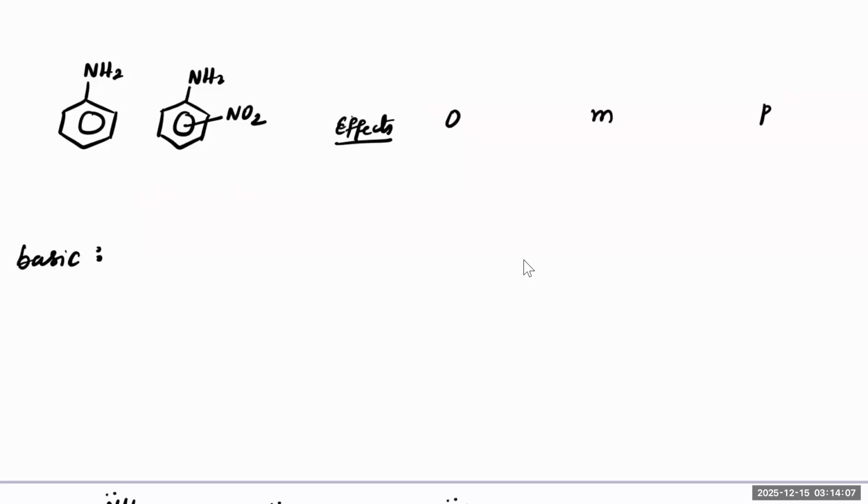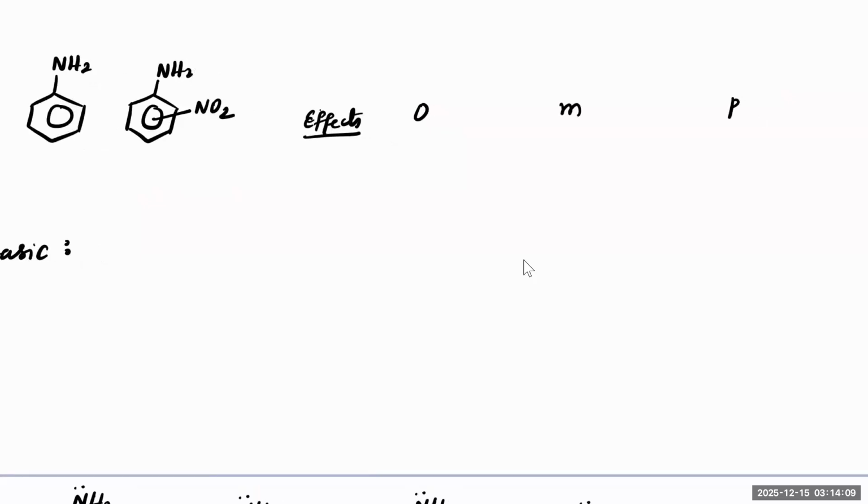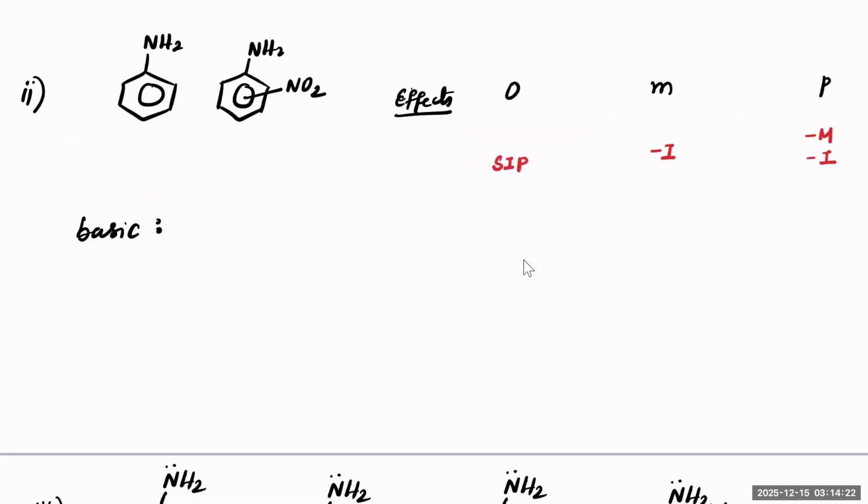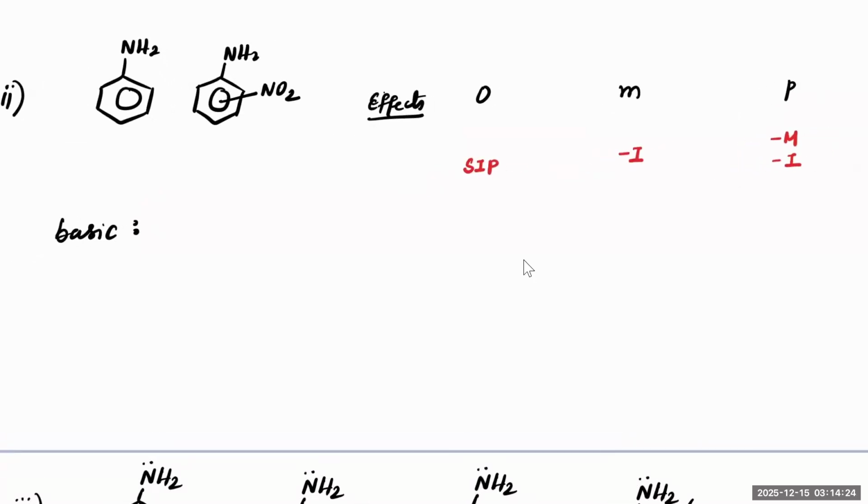Next one, if you have NO2, NO2 again at ortho position, I'll simply write it as it is showing SIP effect. Meta position, you know that it shows minus I. Para position, it shows minus M as well as minus I. So again, based on this, all of them are withdrawing except for hydrogen. So hydrogen only, that means aniline is more basic as compared to meta, as compared to para, and the least will be ortho.